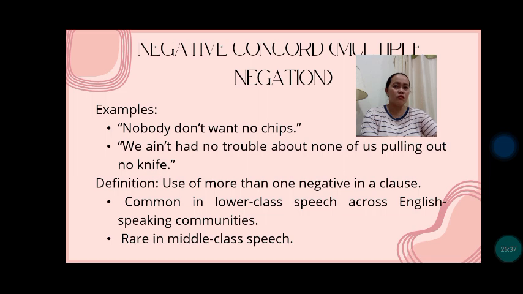Okay, moving on to negative concord or multiple negation. Another interesting grammatical feature is the negative concord or multiple negation. Take for example, "Nobody don't want no cheats." "We ain't had no trouble about none of us pulling out no knife."